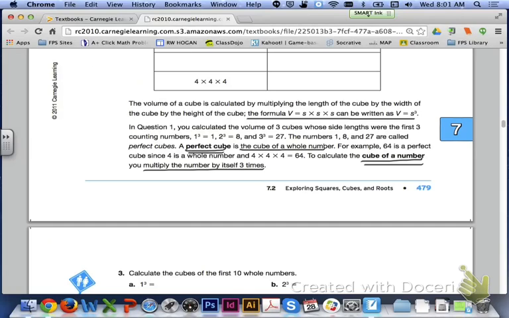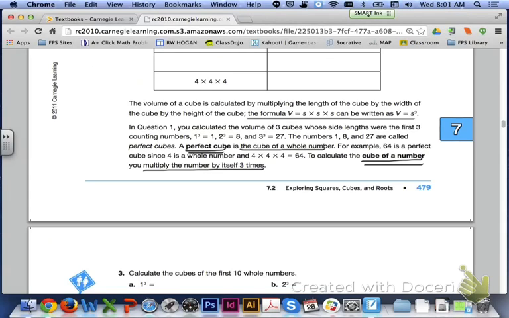If we take a look underneath the table, it says the volume of a cube is calculated by multiplying the length of the cube by the width of the cube by the height of the cube. The formula V, which stands for volume, is equal to S times S times S. It can also be written as V equals S cubed. In question 1, you calculated the volume of 3 cubes whose side lengths were the first 3 counting numbers. 1 cubed equals 1, 2 cubed equals 8, and 3 cubed equals 27.